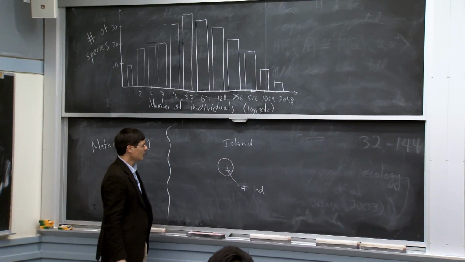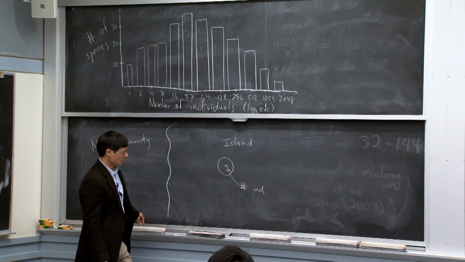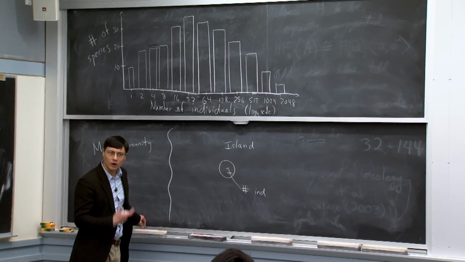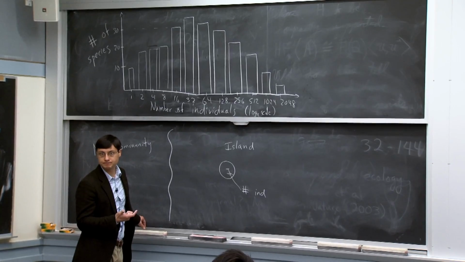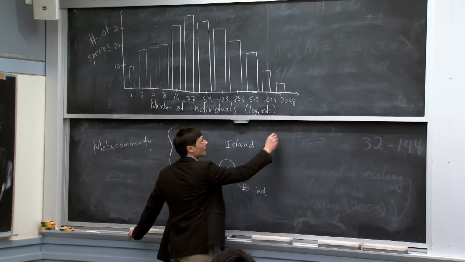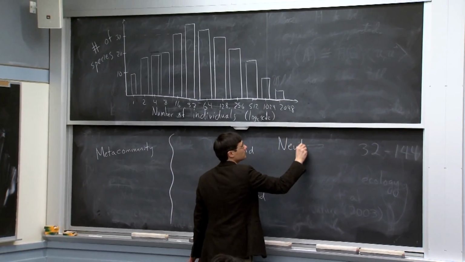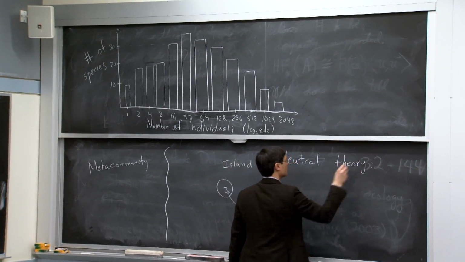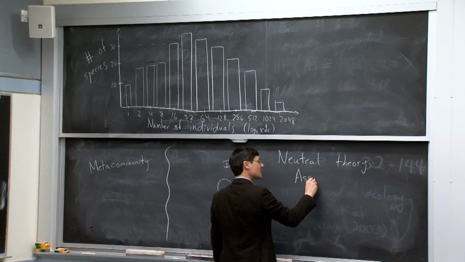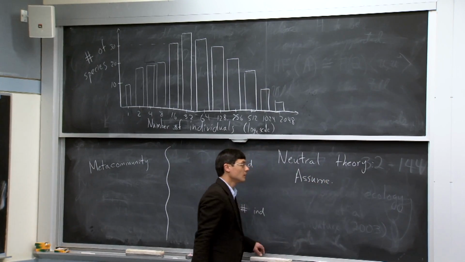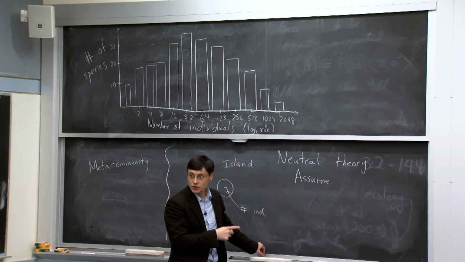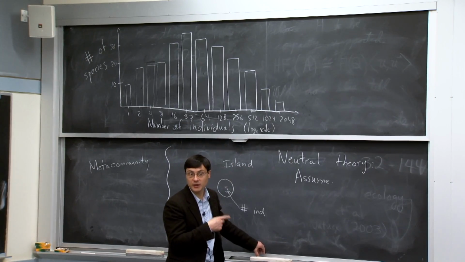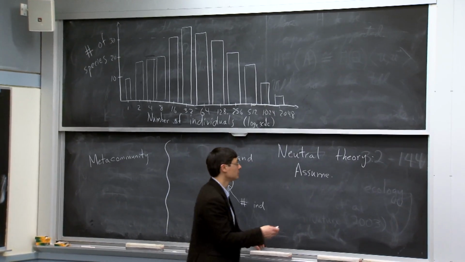Now, the neutral theory, the key thing is that we assume that all individuals are identical. Once again, it's not that the neutral theorists believe that this is true. It's that they think that it may be sufficient to explain the patterns that are observed.